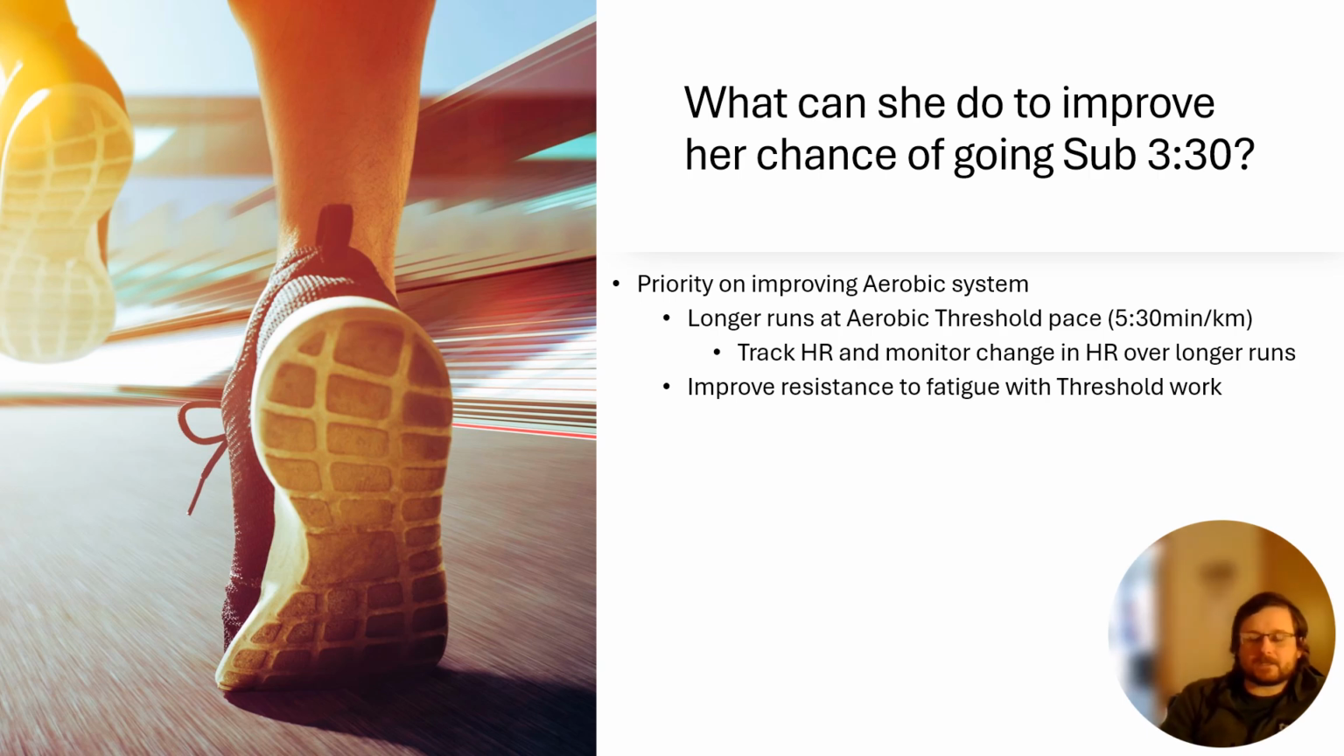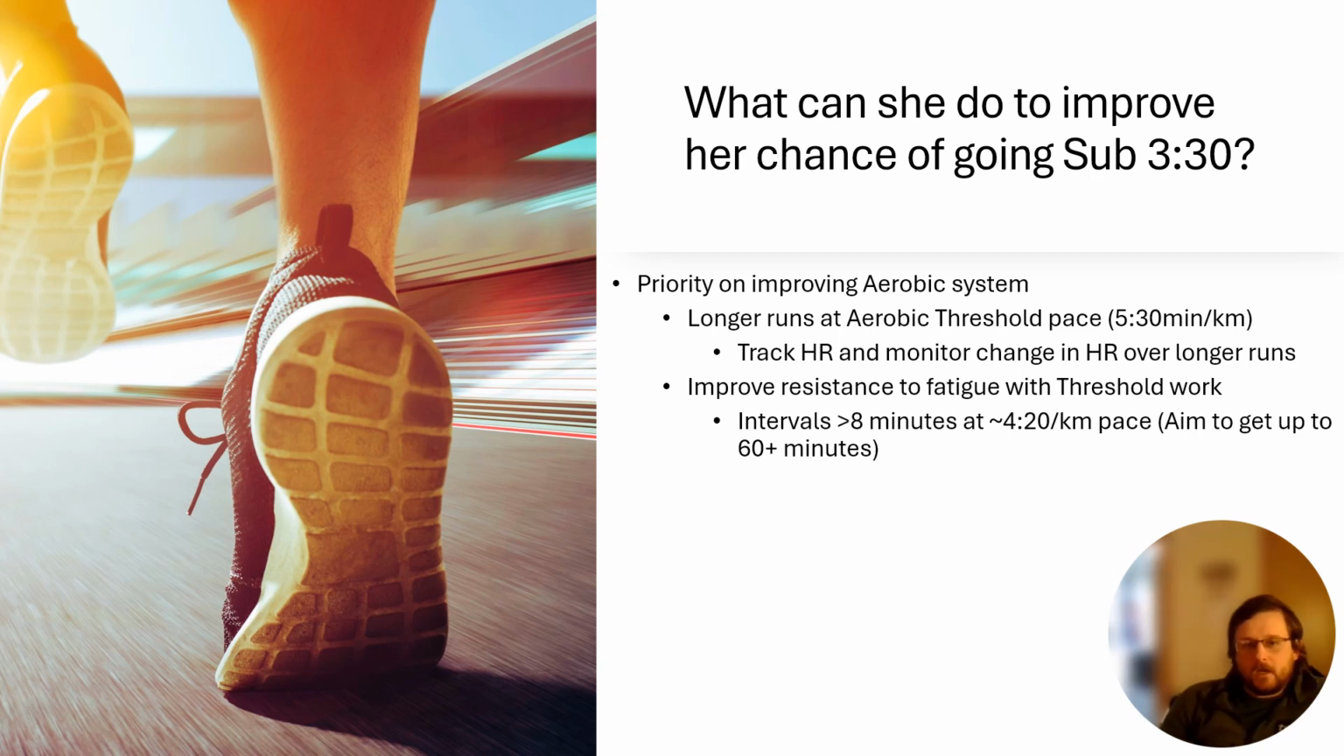Also improving resistance to fatigue with threshold work. Obviously there's a million different things you can do to improve threshold. For this particular athlete, I'd be saying doing somewhat longer intervals, 8 minutes or longer, aiming to run close to threshold, so just below it. 4:20 pace is a good target, aiming to get up to about 60 minutes of work.